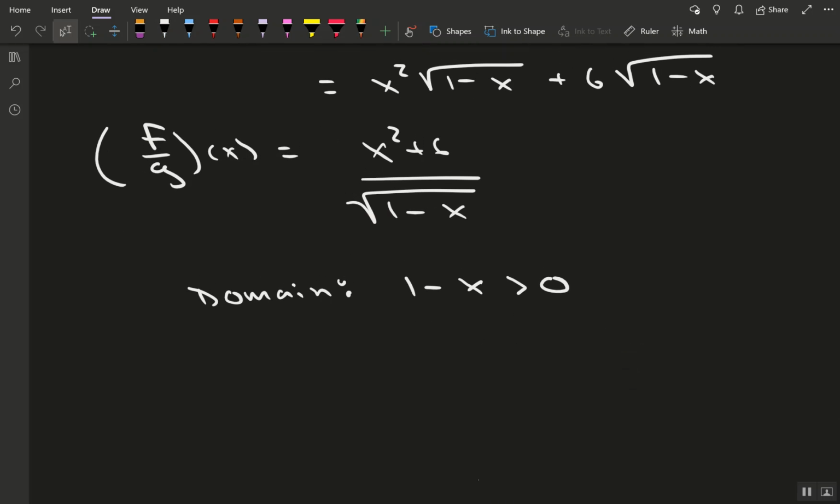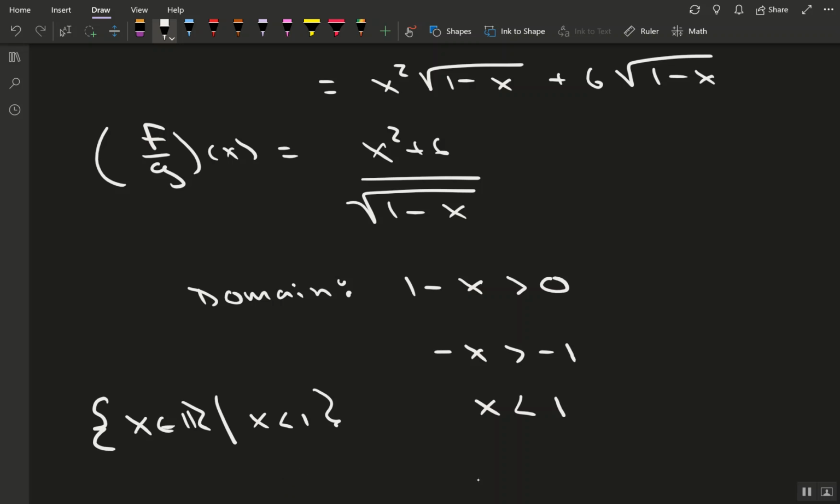So I took the whole radicand, the stuff inside the radical, and I made sure that it was just strictly positive. So that's negative x is greater than -1, and so x is less than 1. And there's no square or anything, so that's your domain. I'll even write it fancy. x is an element of R such that x is less than 1. And this is fine too.